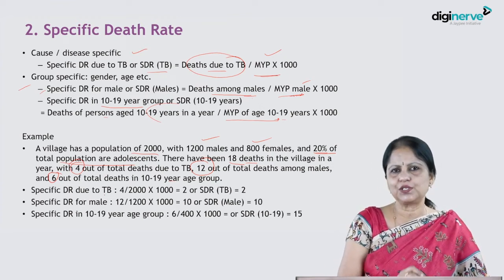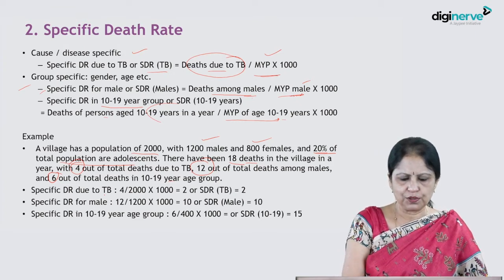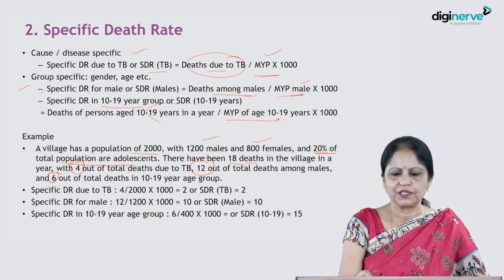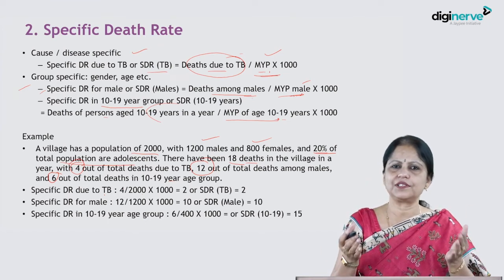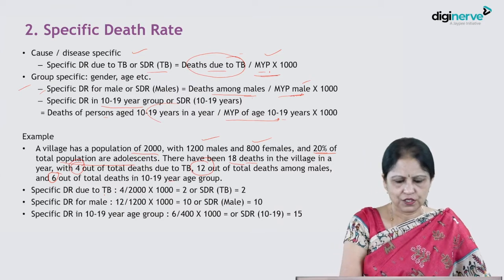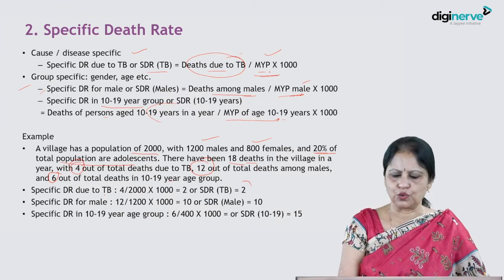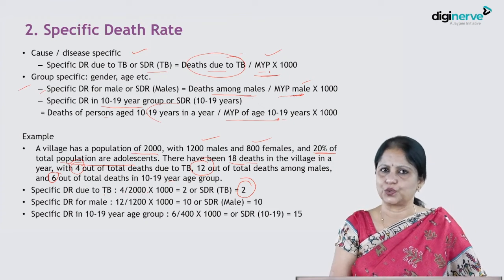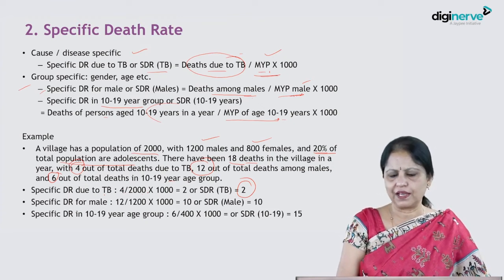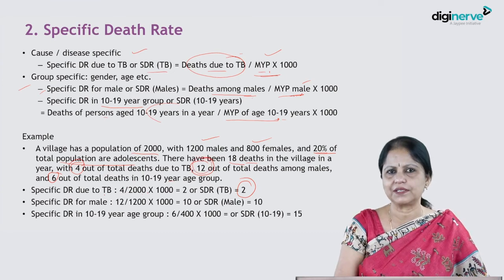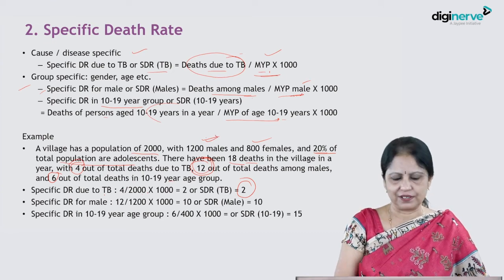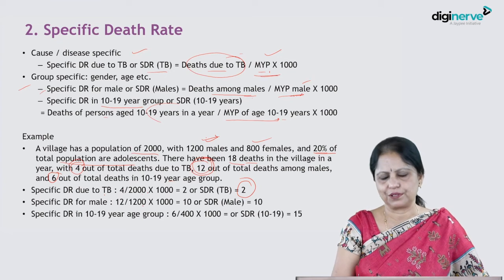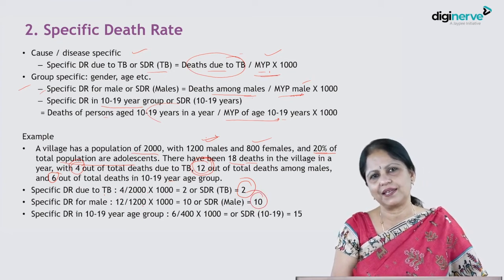So specific death rate due to tuberculosis, that is, tuberculosis deaths are 4. So 4 divided by 2000 population, because I told you for disease specific, mid-year population is the denominator, because the total population is susceptible to developing tuberculosis. So 4 by 2000 in 1000 gives 2. So SDR for TB is 2. Similarly SDR for male, I told you there are 12 deaths in males. So 12 divided by total mid-year male population, that is 1200. So 12 by 1200 into 1000. So that gives 10. So SDR for male is 10.